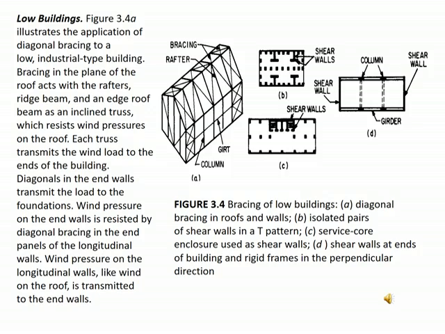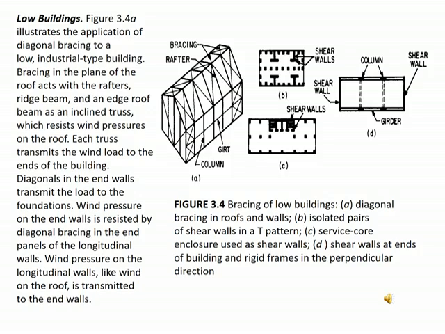So low buildings are the application of the diagonal bracing. Firstly we construct all the diagonal bracing, they join together the rafters, and the bracing in the plane of the roof as the rafter, ridge beam, and the actual roof beam as the inclined truss, with the wind pressure of the roof. So by using the rafter, the brace can resist the wind pressure. Each truss transmits the wind load to the end of the building.